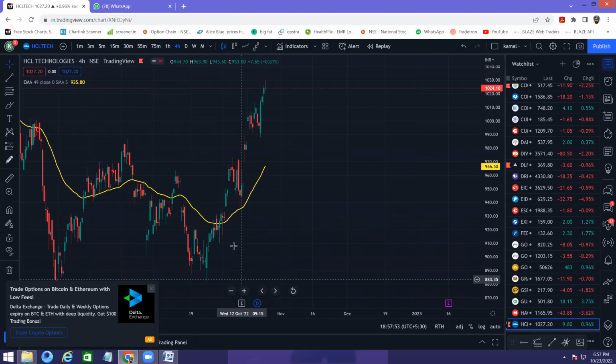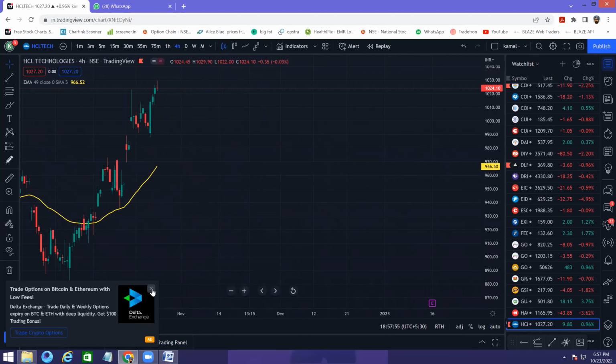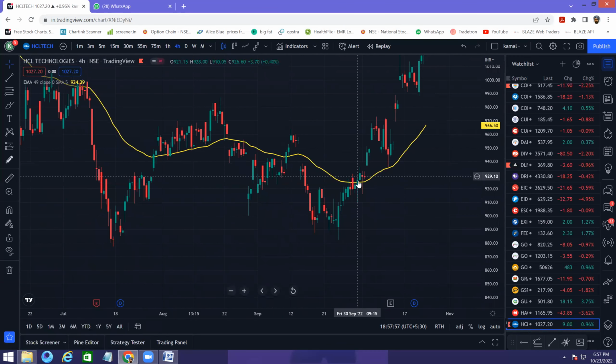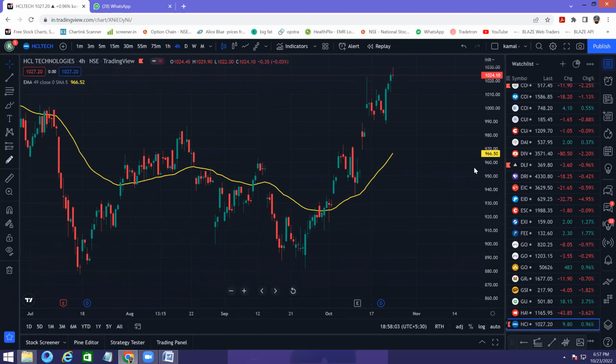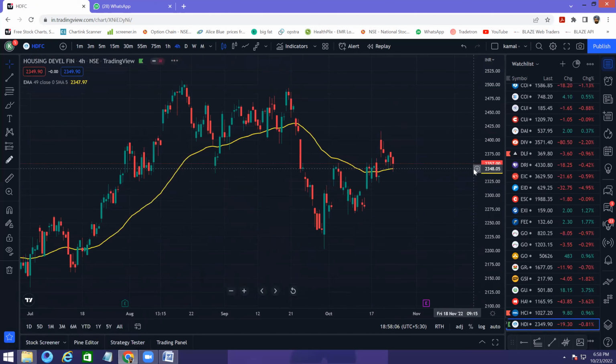HCL Tech, you see just on this setup, what a beautiful run it has given. Everybody was saying stay away from IT, stay away from IT. If you had followed this from 926, it was almost a 100 rupees run.